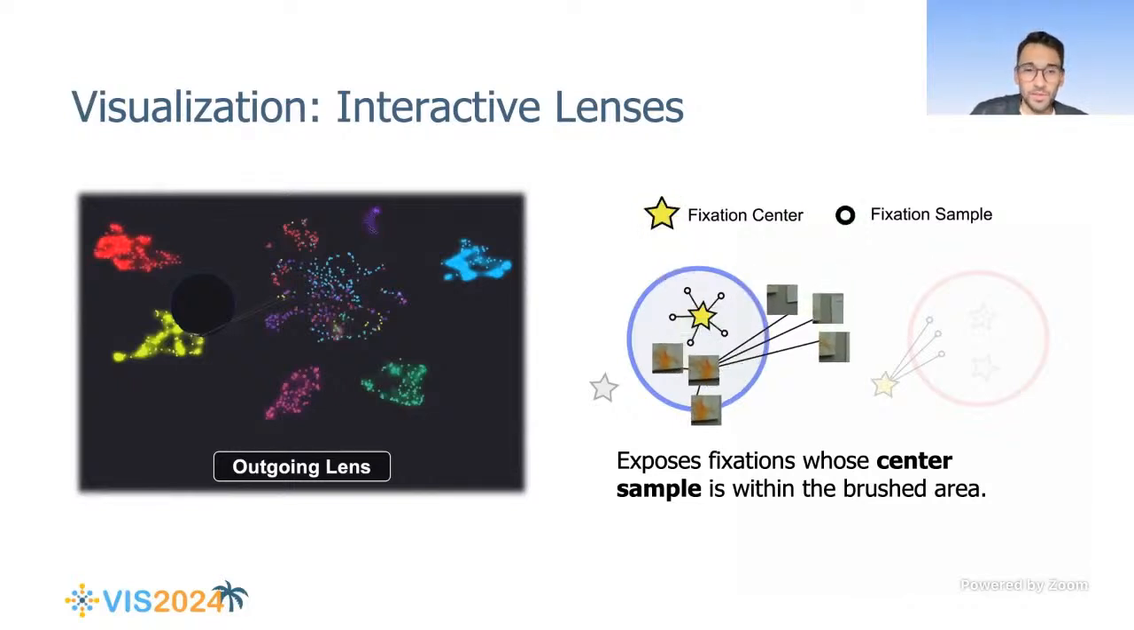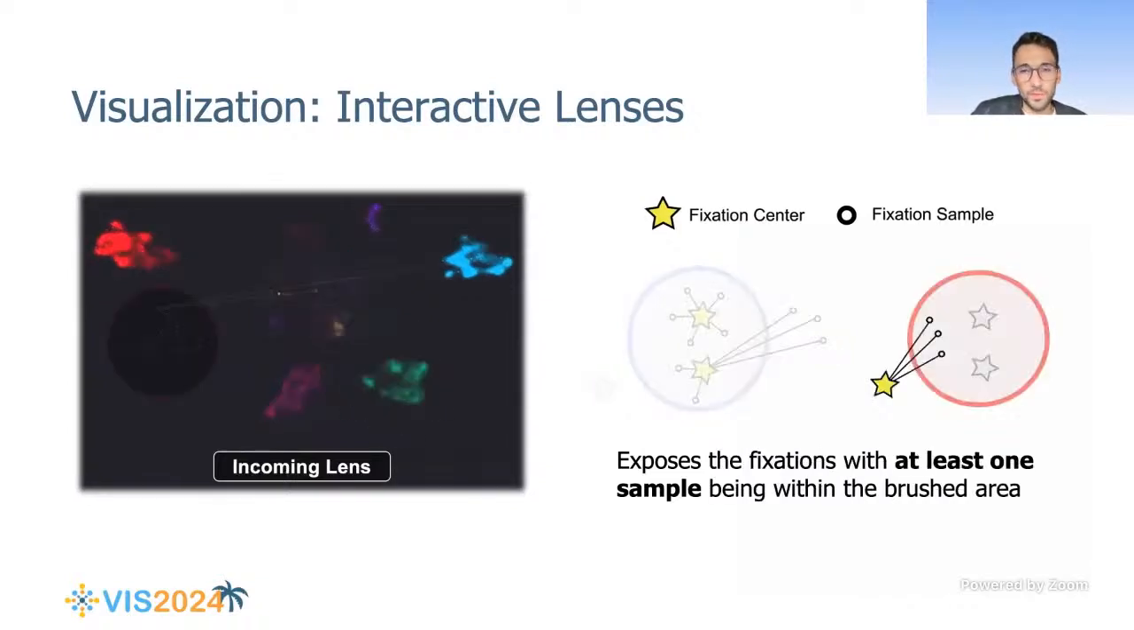Again, all samples here refer to individual gaze thumbnails. However, we only expose those links when the user brushes over the area. Thus, the outgoing lens provides details on demand by revealing connections between the center fixation and related gaze samples when brushed over. The incoming lens serves a different purpose.